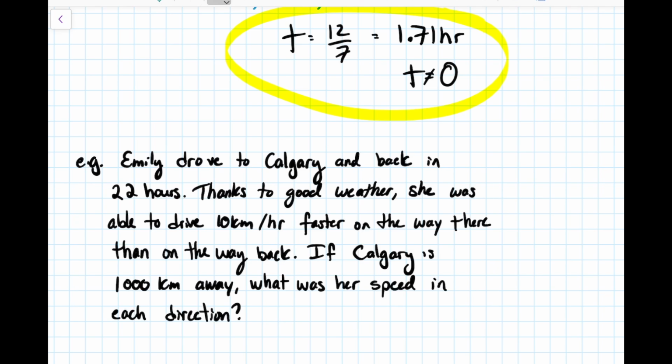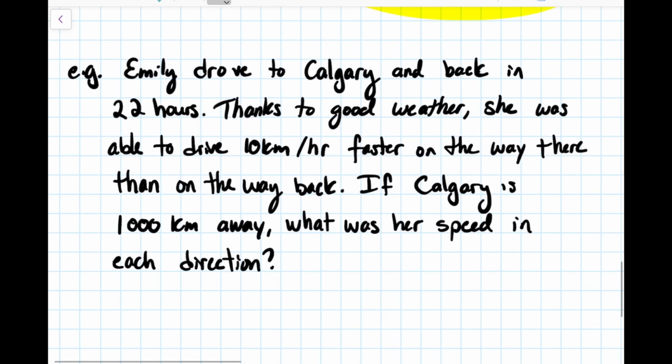So, looking through this, we've got Emily. Emily is driving to Calgary and back, and it took her 22 hours. The weather was a little bit different in one direction than the other, so on her way there, she was able to go 10 kilometers per hour faster than she did on the way back. We're told that Calgary is 1,000 kilometers away, and we want to know what her speed was.